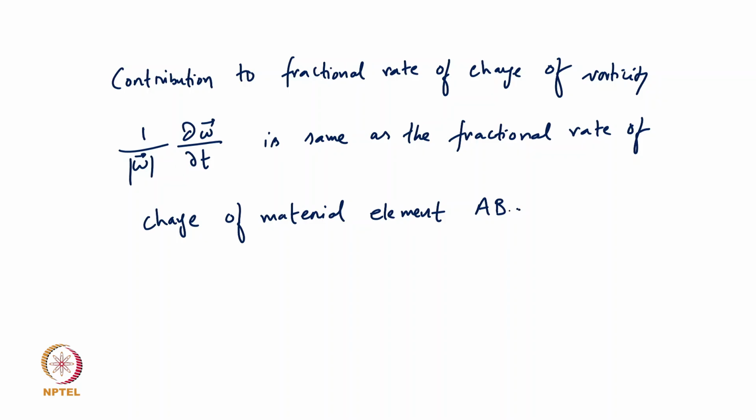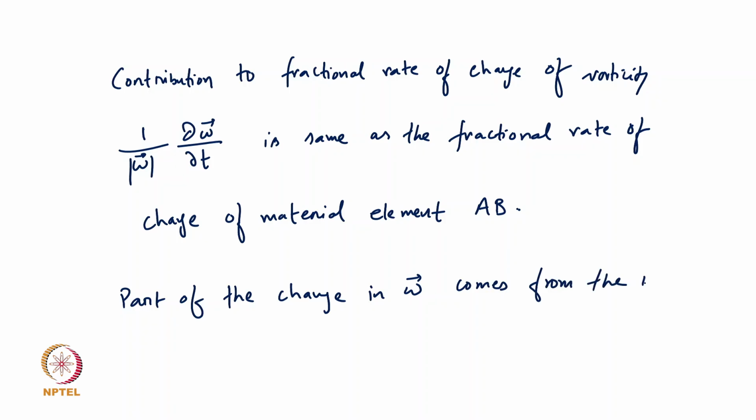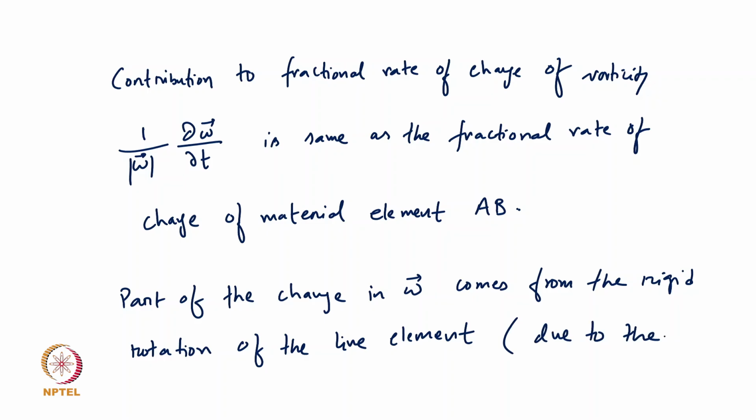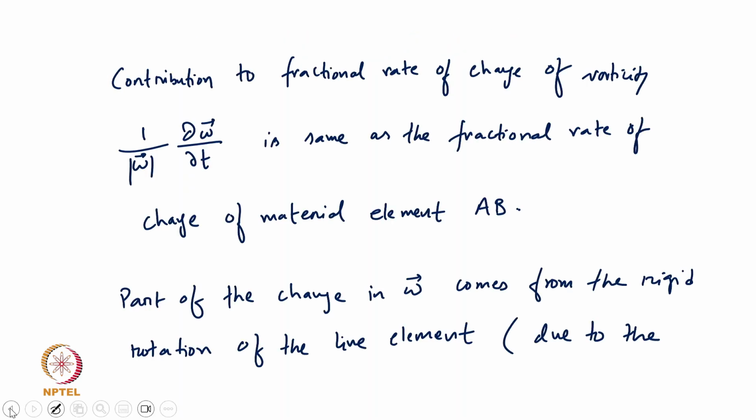So the material line element AB. Part of the change in this vorticity omega comes from the rigid rotation of the line element that we drew previously, which is due to the component of delta u normal to omega. Okay, that is the component which will give rise to rotation.